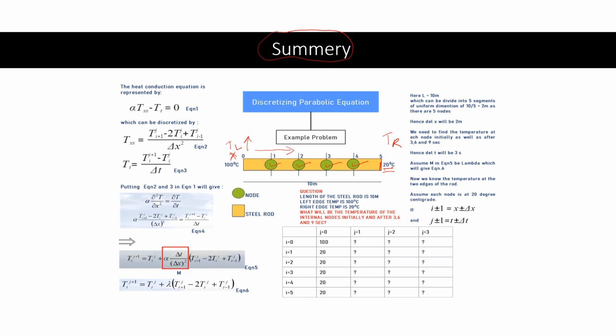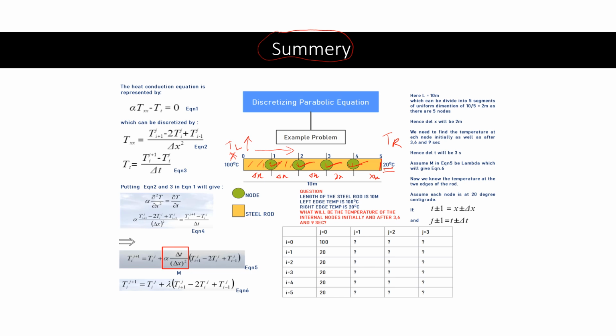So we want to know what is the temperature at the internal nodes. So these nodes are nothing but the junction points of the equidimensional segments into which we will divide this steel rod. So each of these segments we have created out of this solid rod. These segments are equal in dimension. All are del x, del x, del x, del x.